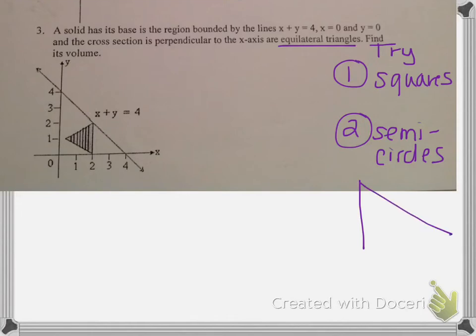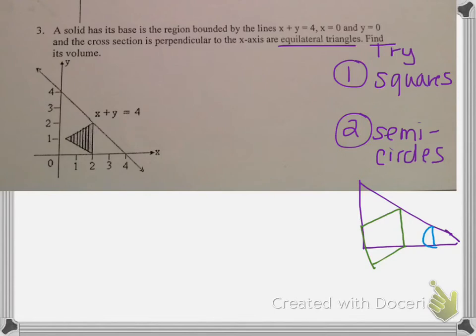It would be the same picture as over here. The base would look like that triangle. And then if it were squares, there would be a length of a side and it'd be coming up and out. And it'd go all the way across. And then if it was semicircles, you'd have that as the diameter and it'd come up.